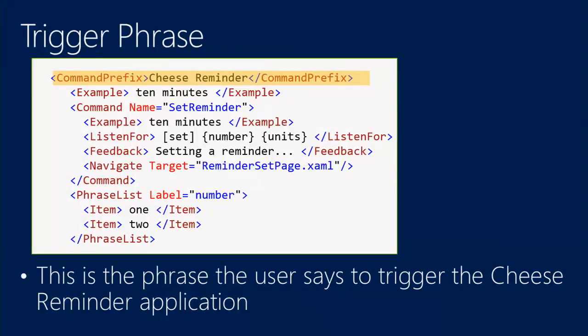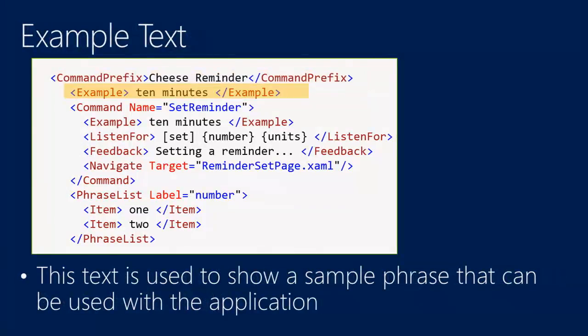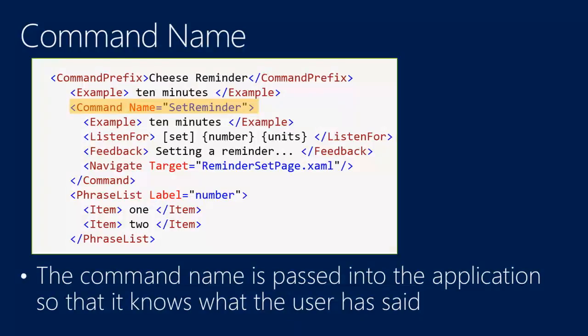So the system's sitting there. If I fire up the voice response and it hears the user say cheese reminder, then it'll start decoding the command. You can follow that with an example, which is, in this case, 10 minutes. And when the user gets the help up, I'll show you in a second, it'll say one thing you could say is 10 minutes. Then we have a command called set reminder, and this is passed into the application.